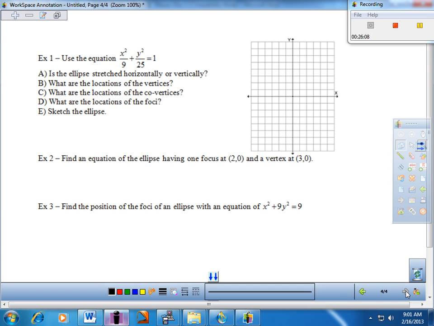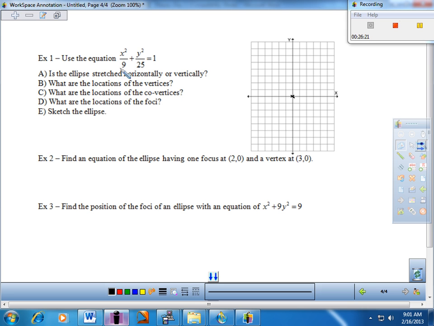So 1, 2, and 3 sort of speak for themselves. Nice and easy. First and foremost, before we even dive into this, everyone put a little X right on the origin. Our center of the ellipse is going to be right at the origin. Now, again, this forms an ellipse on the coordinate plane. Love to sketch it out here and get some of the details. So let's start with letter A. Is the ellipse stretched horizontally or vertically?